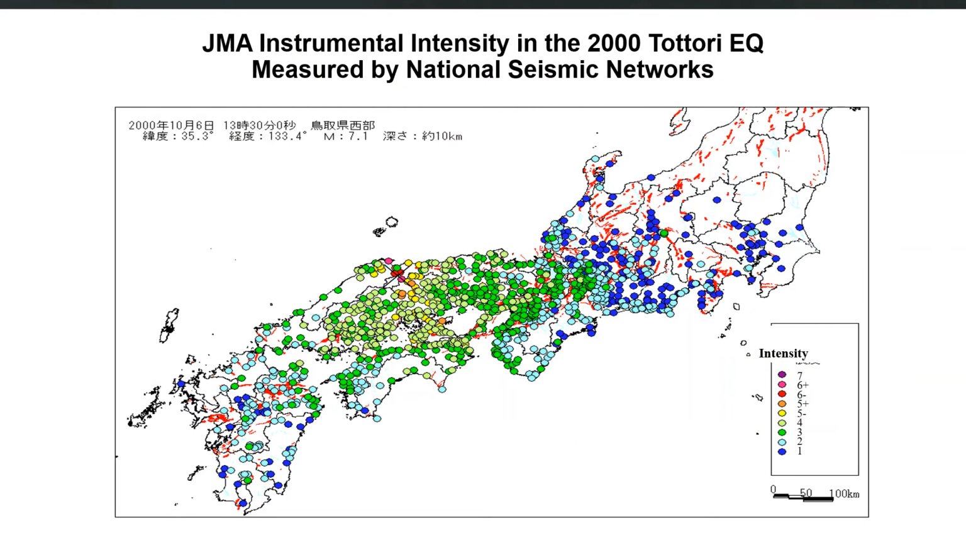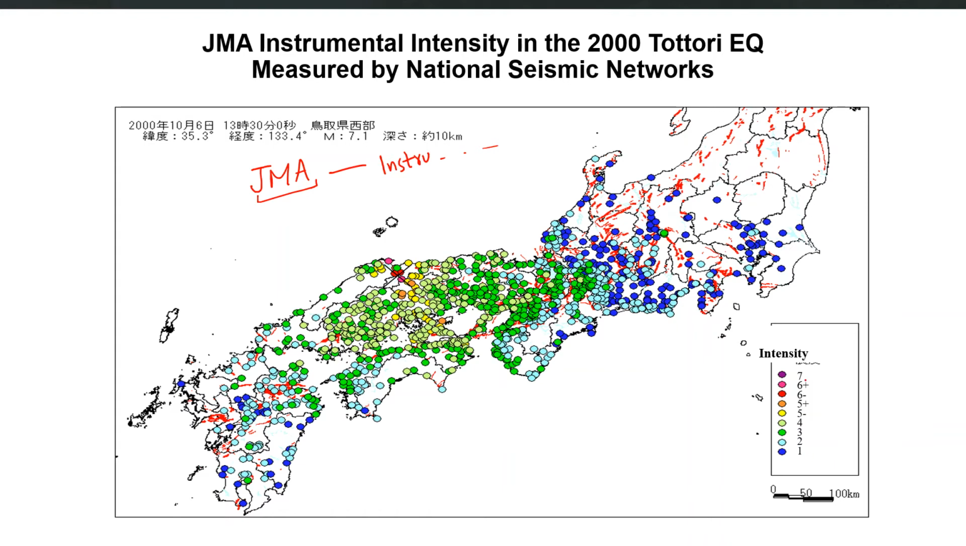An example is shown here. This is the instrumental intensity. The JMA intensity scale is based on instrumental records, so it is not some descriptive damage which is giving you the JMA number for intensity. It is based on the actual recordings of ground motion, and those recordings can be analyzed to finally come up with one intensity at each particular seismic station.